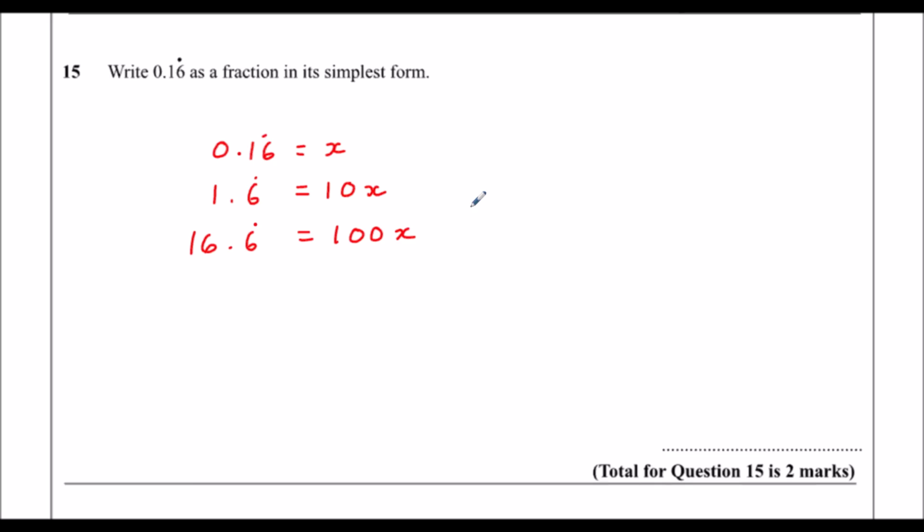So now we've got two things that end in the 6 recurring. We can take them away from each other. I'm going to do the bottom one, take away the top one. 100x take away 10x. 100 take away 10 is 90, so we've got 90x. And we've got 16.6 recurring take away 1.6 recurring. The 6 recurrings are going to go. So it's 16 take away 1, which is 15. So 15 equals 90x. To get x by itself, divide both sides by 90. So 15 over 90 is x. Now these are both in the 15 times table. 15 is 1 15. 90 is 6 15s. So in its simplest form, our fraction is 1/6.